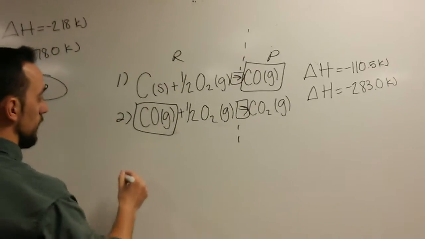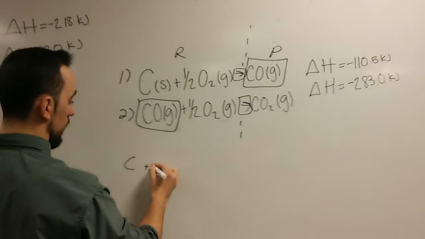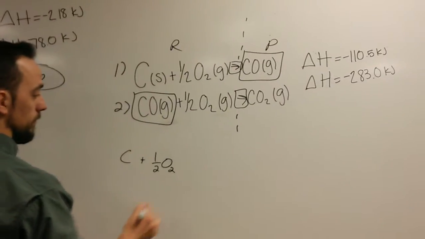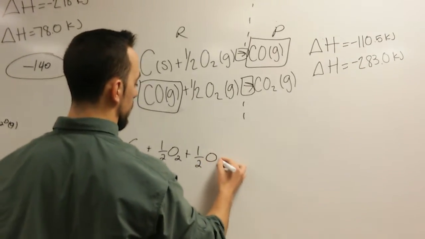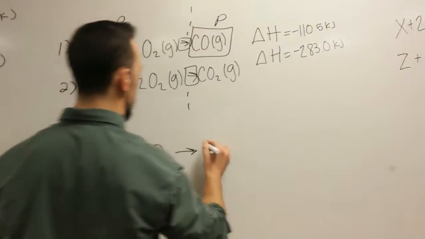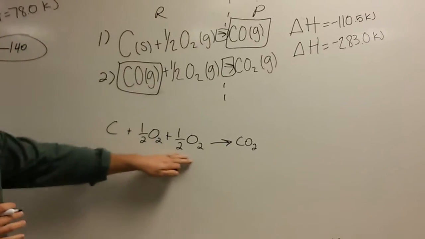So here's where it gets a little weird. I have C first for my first reactant. That's awesome. Then I have 1/2 O2. It's my next one. And then I have another 1/2 O2 left over. We're going to come back to that in a second. Then the last one I have for my products is CO2. Now, that looks a little funky.